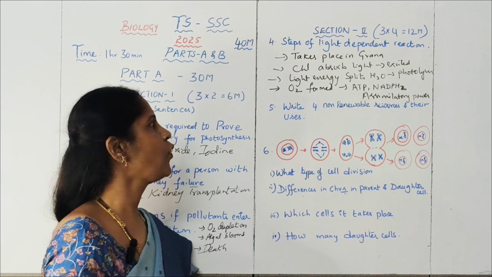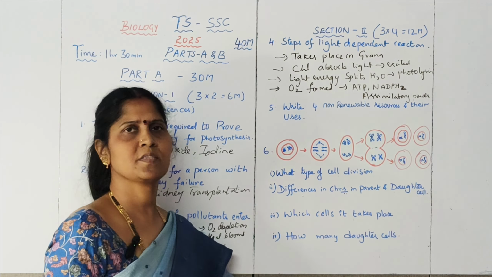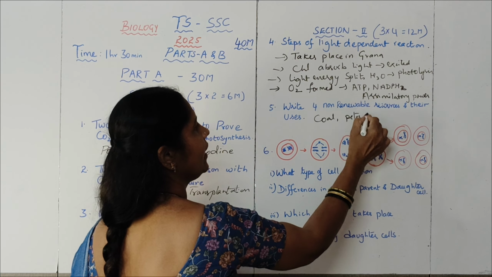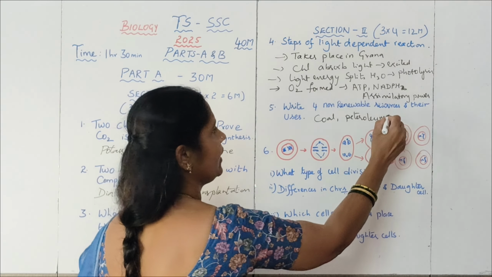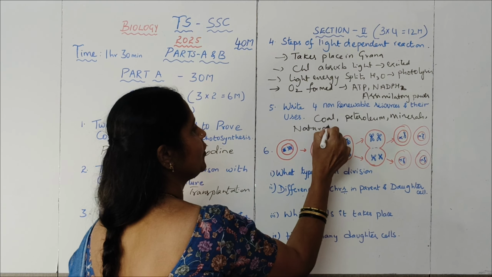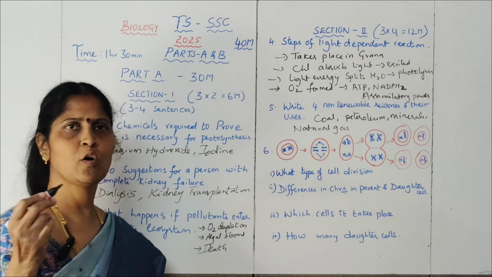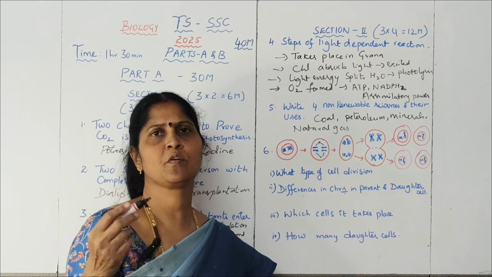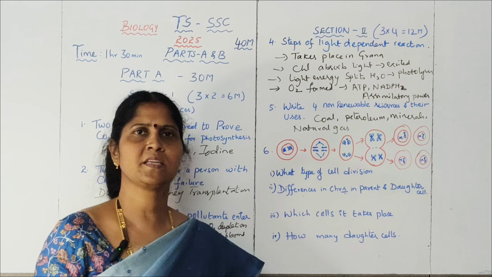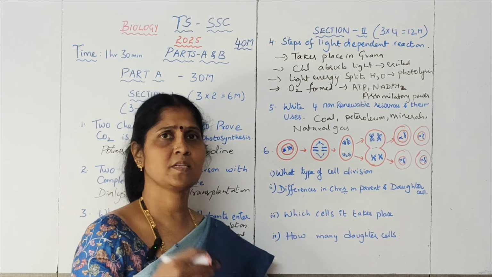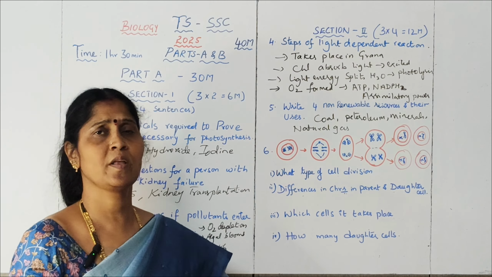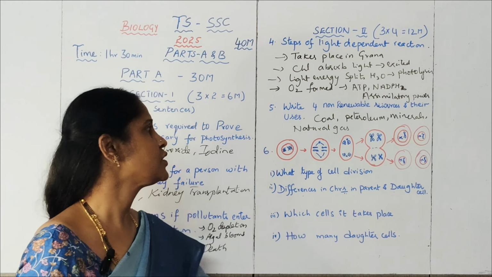carbohydrates. Next, write the 4 non-renewable resources and their uses. Here you can write your answer as coal, petroleum, minerals and natural gas. These are the 4 non-renewable resources we can find. They have also asked for the uses, so try to mention the uses. Coal is used as a fuel in the industries and also for generation of electricity in thermal power plants. Petroleum is used as fuel in vehicles, also for the production of diesel and kerosene.